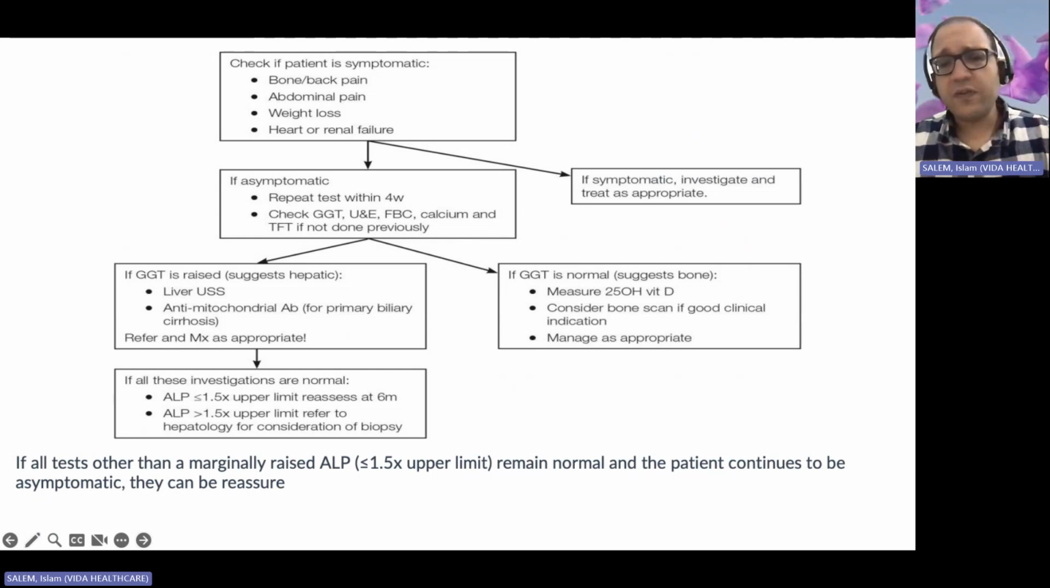Okay, if the GGT is normal, you need to check your vitamin D, and then consider a bone scan to exclude any pathological fracture, any metastases, or any multiple myeloma, and then manage accordingly.